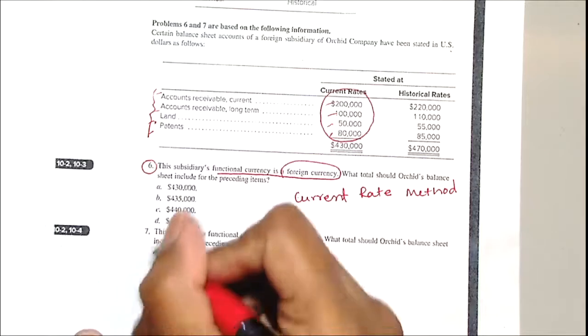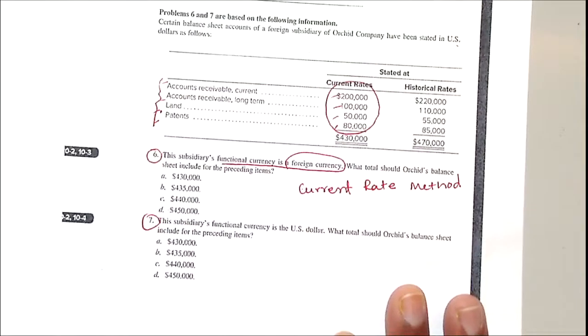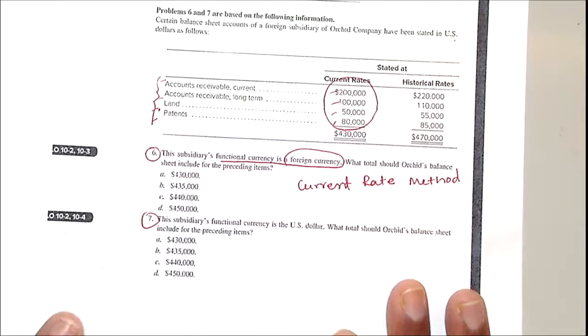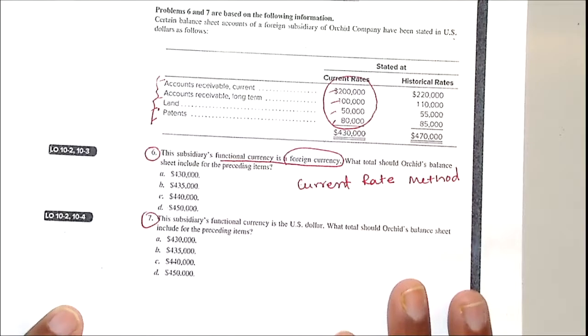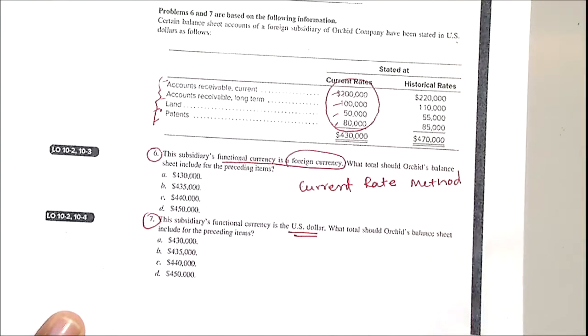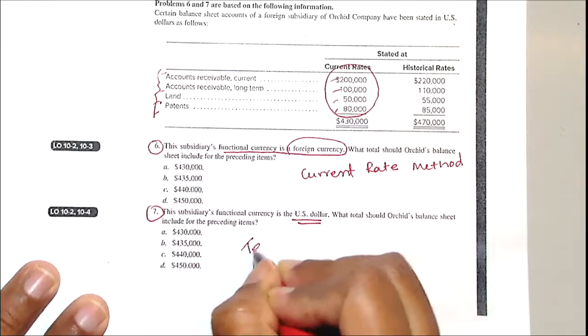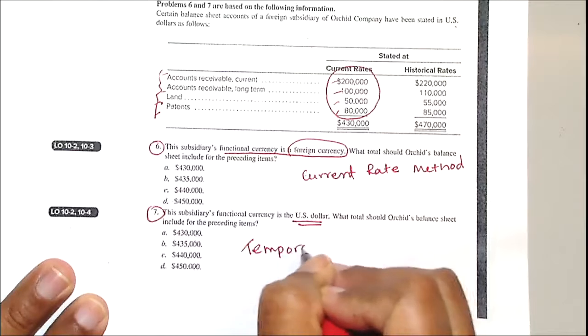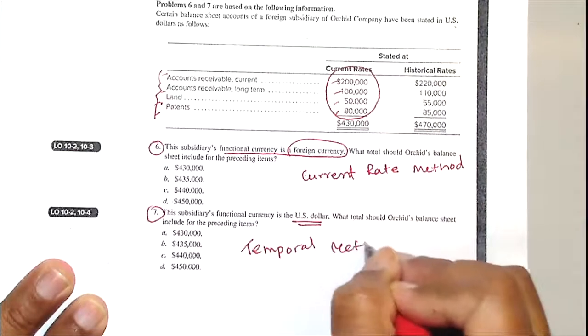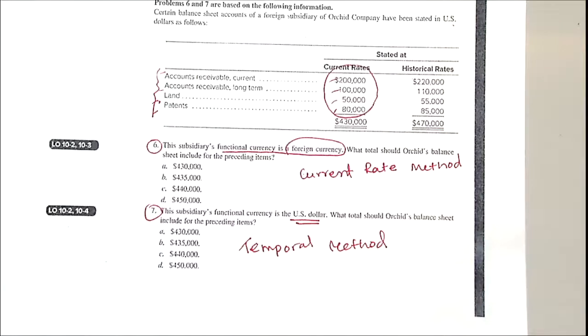The next one, number 7. Let's see who can help me. Gianna and Victoria. What's the functional currency, Gianna? US dollar is the functional currency. So what method are we going to use, Victoria? We're going to use the temporal method. Look at the temporal column. It's a little bit different than the current rate. So we're going to use the temporal method.